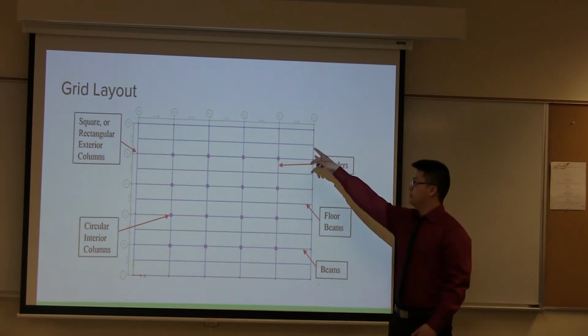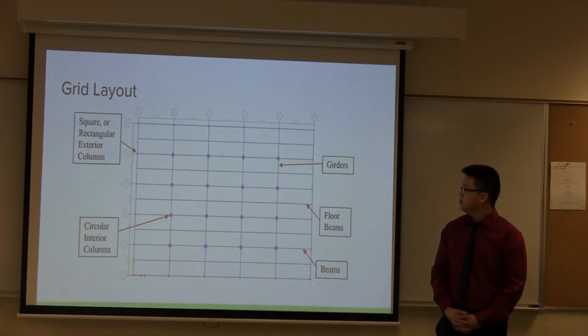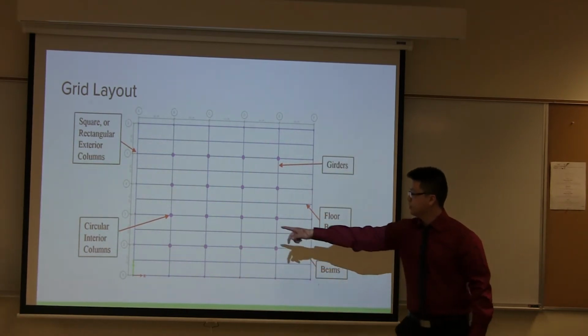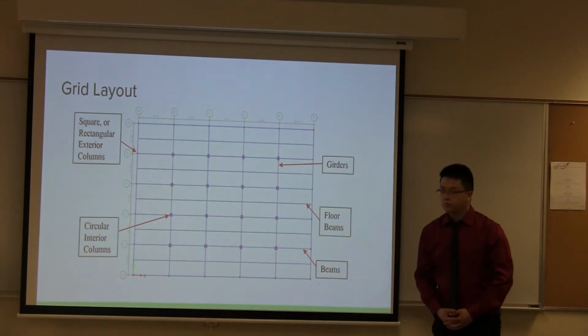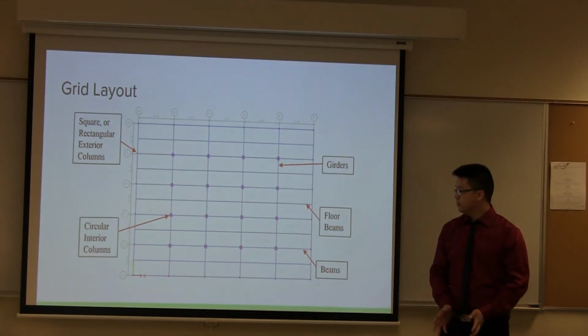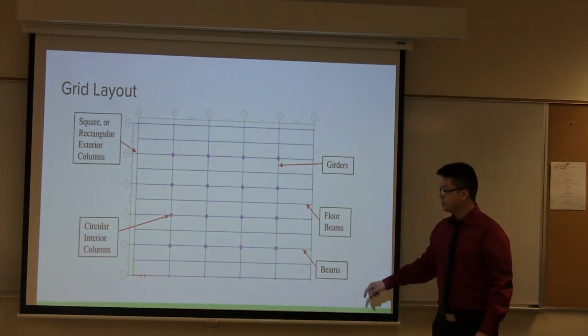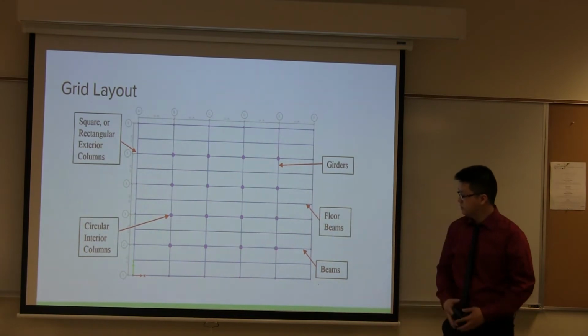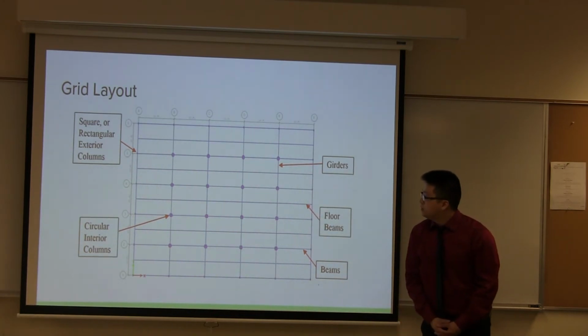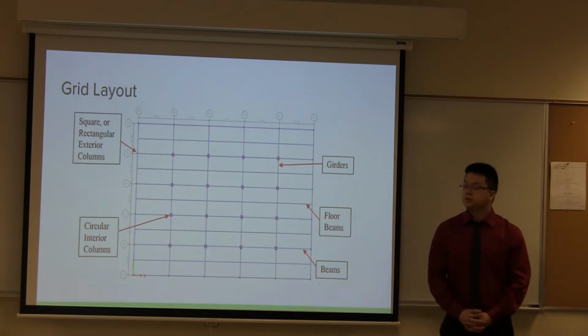On the longer side, 150 foot, and it has 5 spans of 30 foot. And on the shorter side, right here, it's 100 foot long with spans of 20 foot, and has 5 spans. And as you can see, these are placement of girders, floor beams, and beams. And then the circular columns in the interior, and the rectangular columns on the exterior.